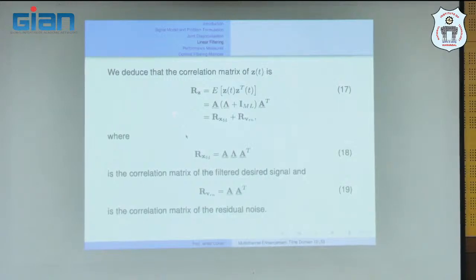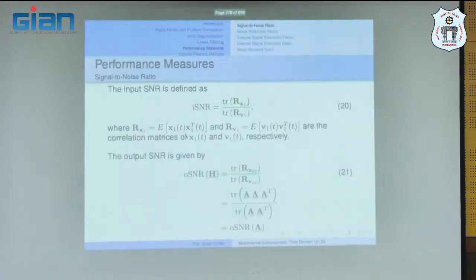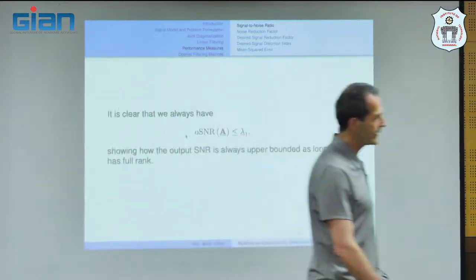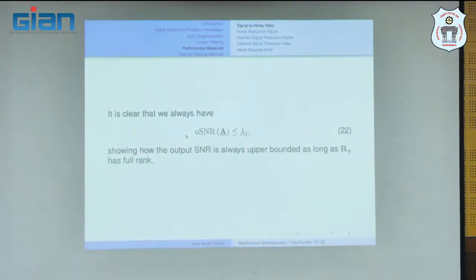So Rz looks like that. This was before. Okay, so we know that the output SNR is smaller than lambda 1. Lambda 1 is the largest generalized eigenvalue, so it's the first component in the diagonal here. This is lambda 1.